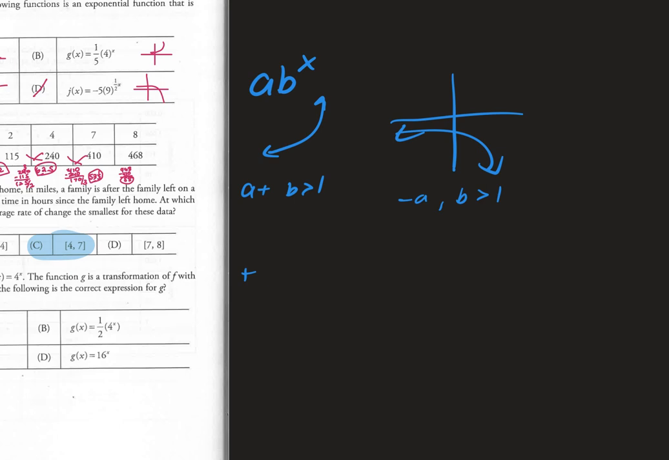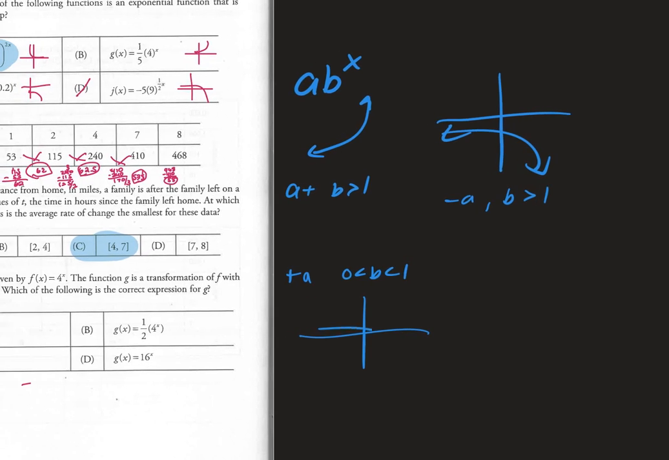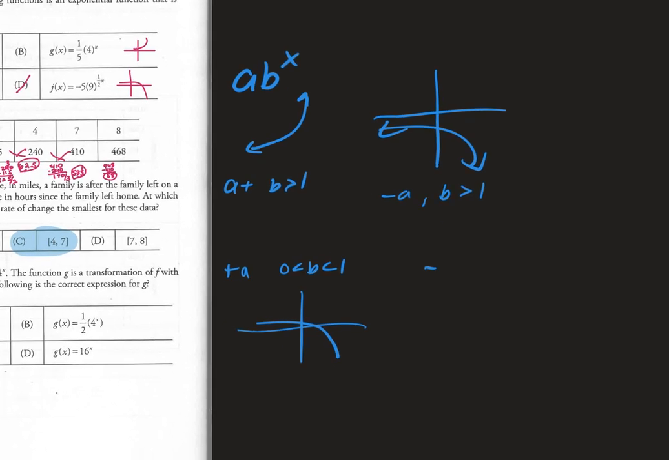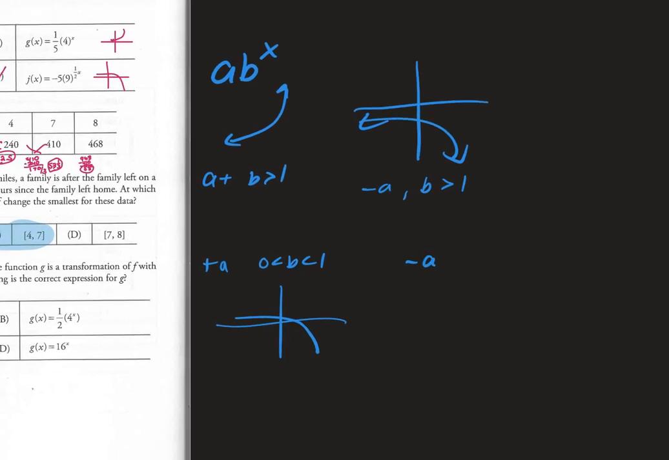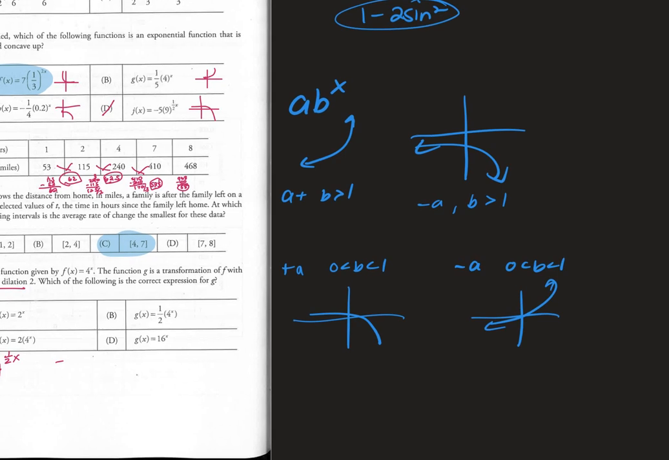If I have a positive a and b is in between 0 and 1, so it's a fraction, now it's decreasing. And if it's a negative a and my b is between 0 and 1, then it flips it the other way. And then you have to obviously know concave up and concave down. Concave up looks like a U, concave down looks like an N.